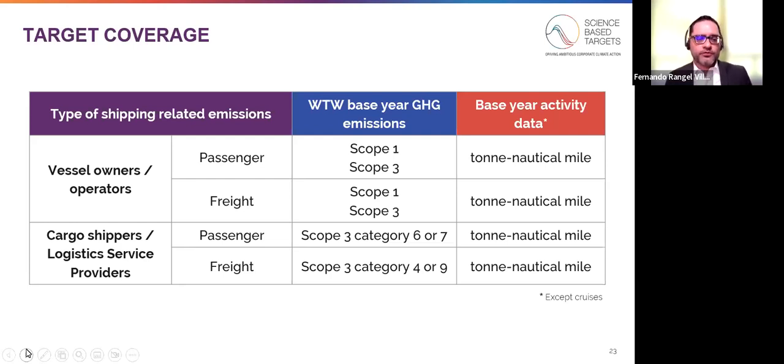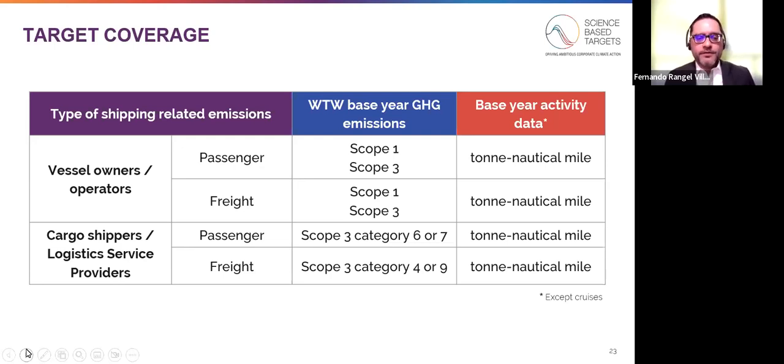For cargo shippers, both moving passenger and freight, so ferry, passenger ferries for example, that category for passenger transport would be reflected in scope 3 category 6 or 7. Though those emissions would need to be accounted on a well-to-wake basis. And if it is passenger only, and there is a typo in this table here, it should be gross ton nautical mile on the right-hand column.